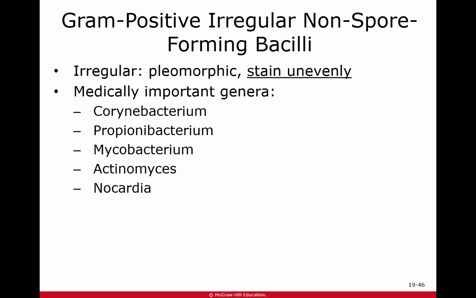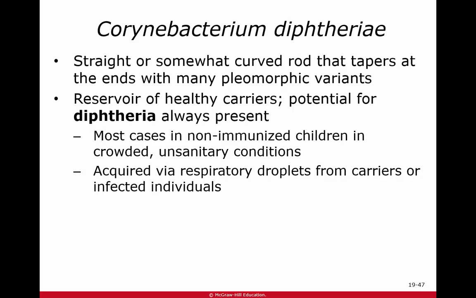And so who are the gram-positives that we're going to be thinking about that fall into this category? It's going to be your Corynebacterium, your Propionibacterium, your Mycobacterium, your Actinomyces, and your Nocardia. So let's start with Corynebacterium.